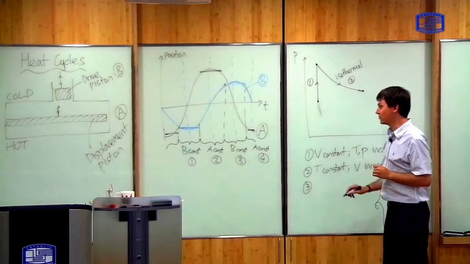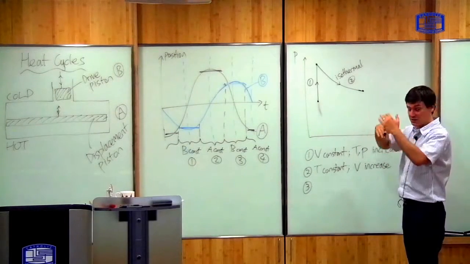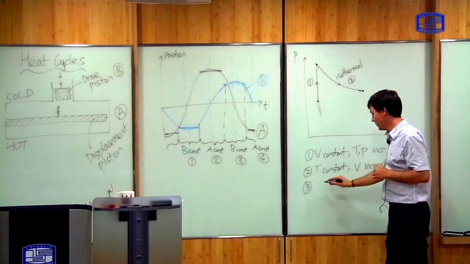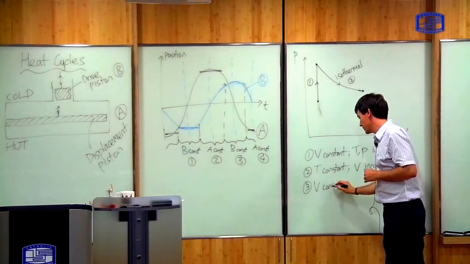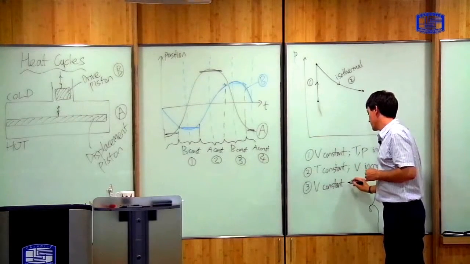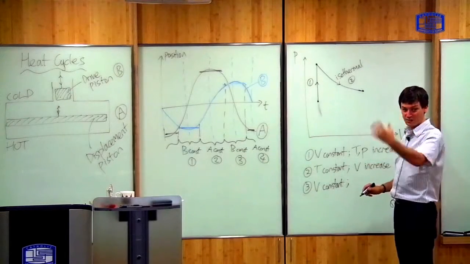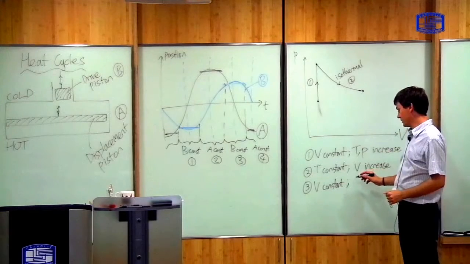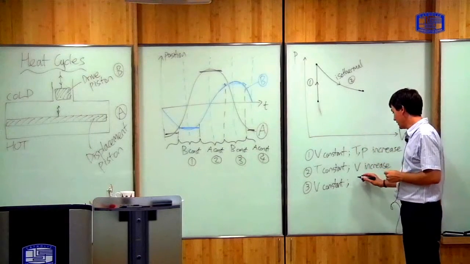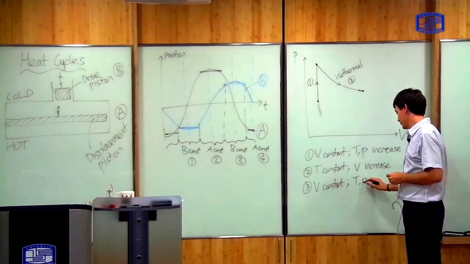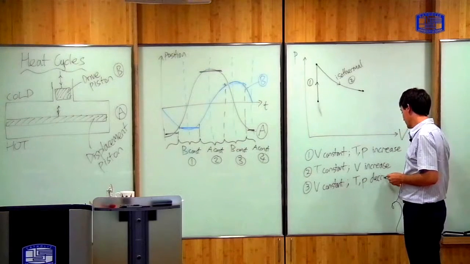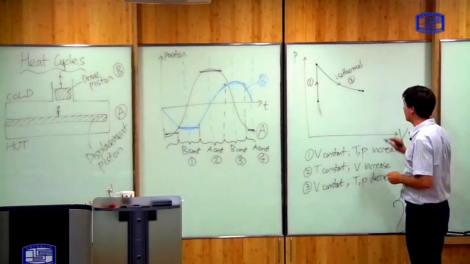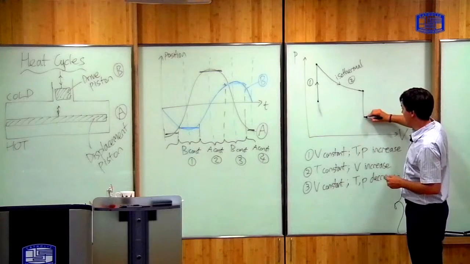So 3 and 4 just do the same thing in reverse, right? In 3, again, the volume is constant, but the displacement piston is now pushing the gas towards the cold part, the colder plate, the upper plate of the container. So therefore, the temperature and the pressure decrease. They go down. So that looks something like this.